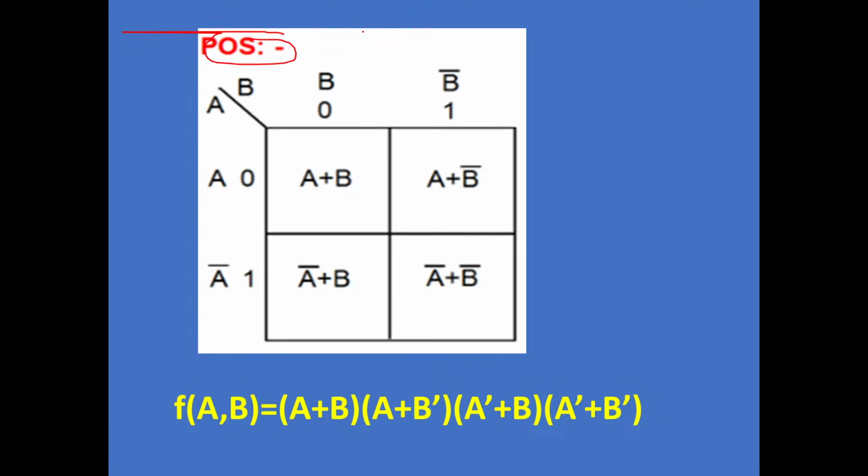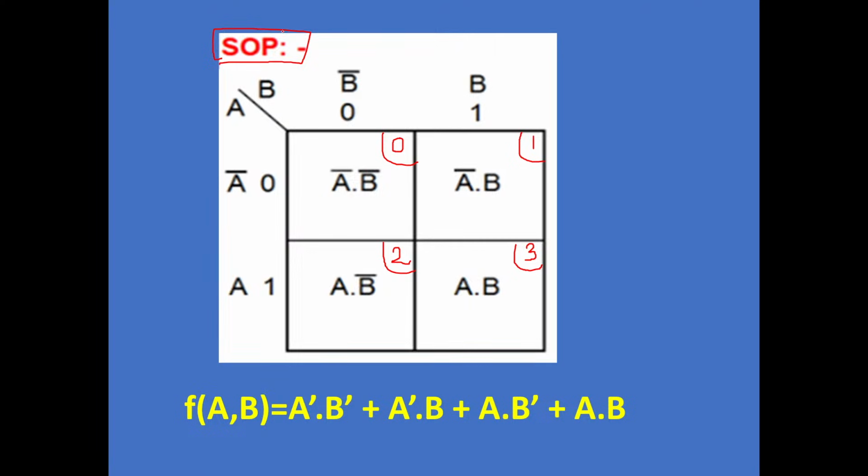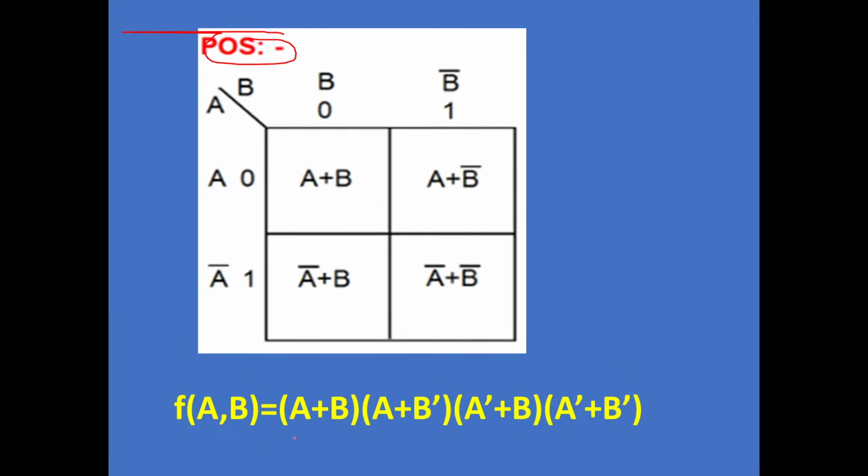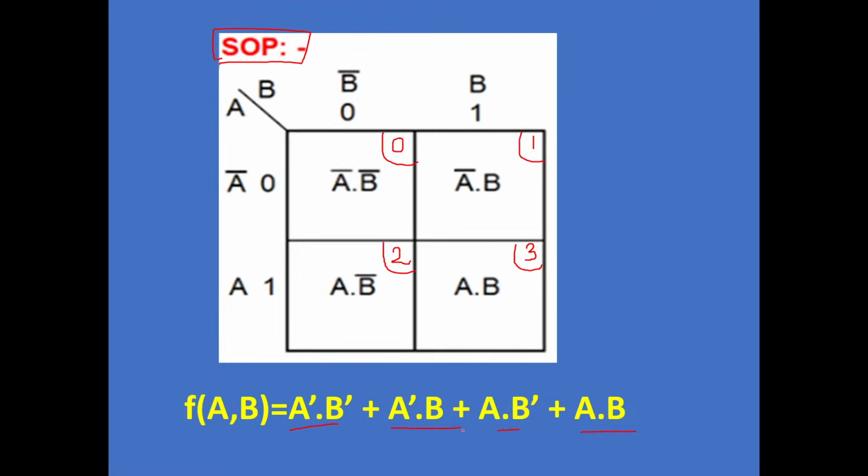So what is product of the sum? What is sum of the products? I will tell you. In sum of the products, this is a product, this is a product, this is a product, this is a product. All the products are added together. That is known as sum of the products. In product of the sum, this is a sum, this is a sum, this is a sum, and this is a sum. All the sums are multiplied. If all the sums are multiplied, that is known as product of the sum. Try to understand. Be patient and listen carefully, otherwise you won't be able to follow.